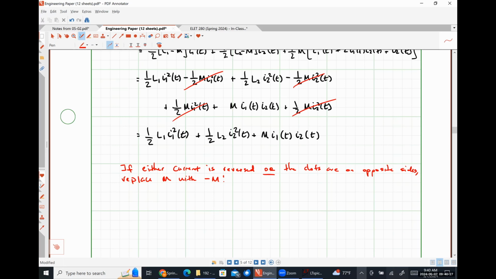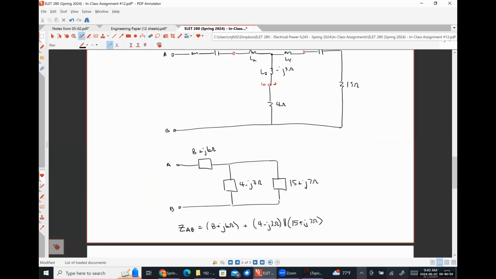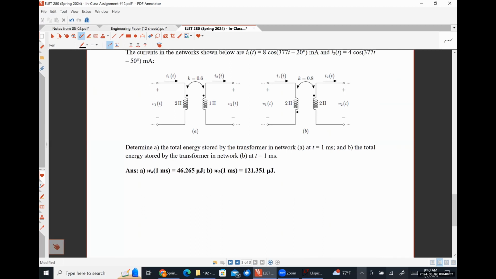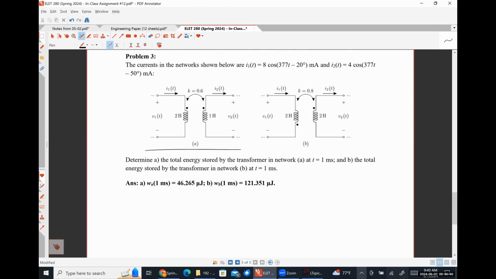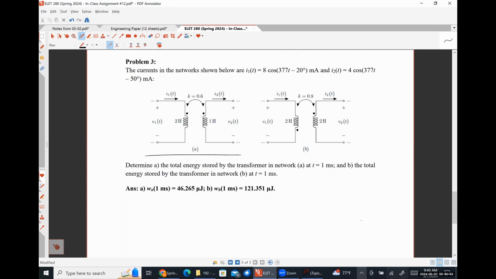All right, so let's look at in-class assignment problem 3, and then we'll be done because we're out of time. We probably will only have an opportunity to work part A, so I'll leave you with part B. Currents in the network shown are given as I1 equals blah, blah, blah, I2 equals different blah, blah, blah. We're asked to determine the total energy stored by the transformer in network A at t equals 1 millisecond. And in part B, which I don't think we'll get to, the total energy stored by the transformer in network B at t equals 1 millisecond.